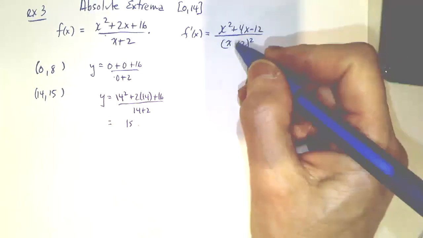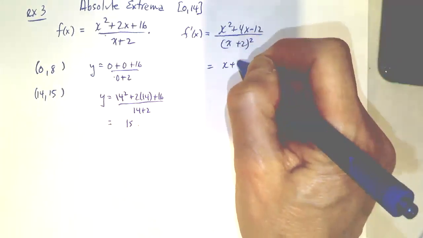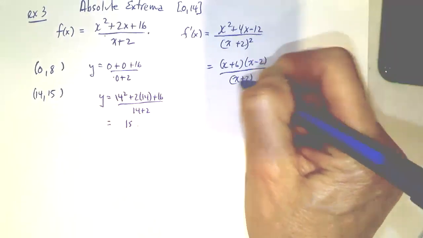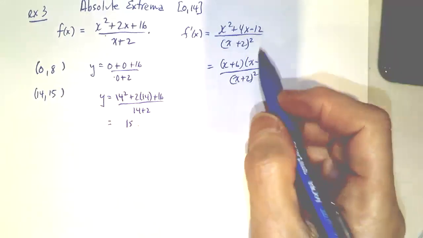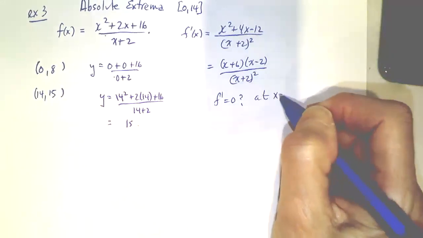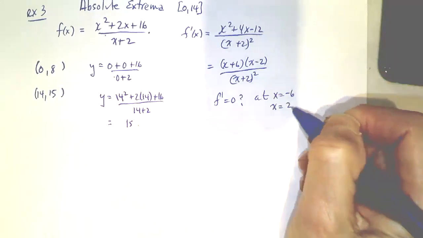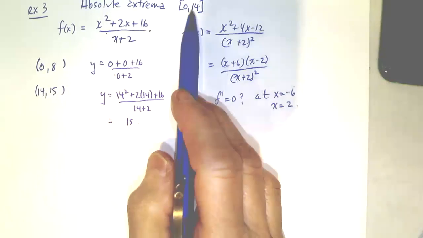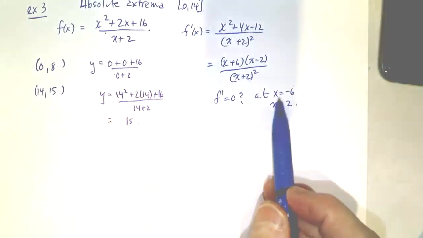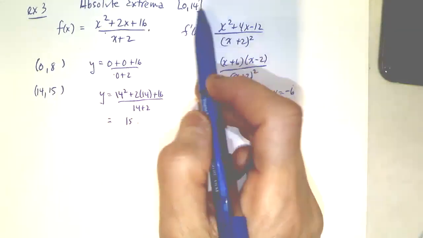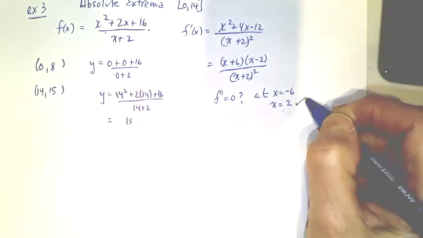Now over here we look at the derivative. We put it in factored form. We don't worry about the -2. We only worry where the first derivative equals 0, simply at x equals -6 and x equals 2. The derivative equals 0 at -6, and the derivative equals 0 at 2, and that is a part of this interval. So we are going to check this out.